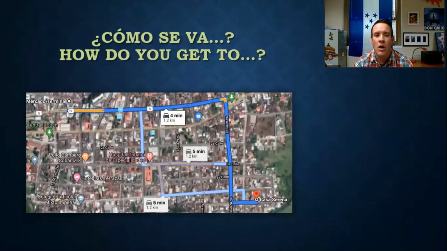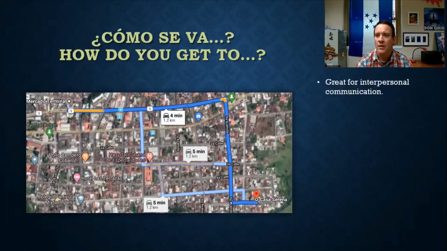Okay, this next one's called ¿Cómo se va?, which means how do you get to? And this one's really good for levels 2 or 3. And it really helps when you're learning commands in the imperative form. It's great for interpersonal communication. This lends itself really well to doing with a partner or also in groups.